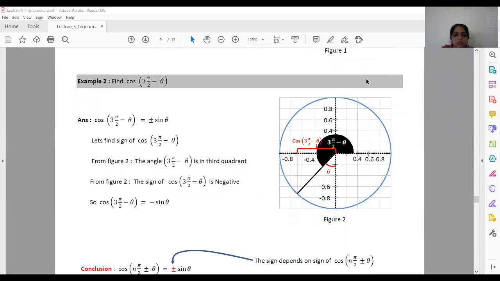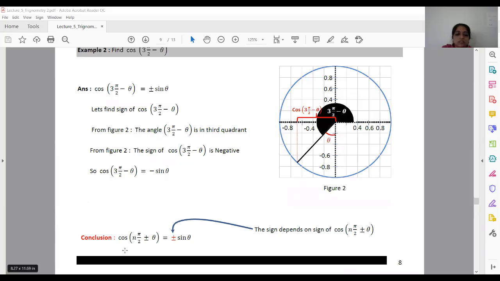So the conclusion is, cos of n pi by 2 plus or minus theta will convert into sine theta, but whether the sign is plus or minus depends on the sign of cos of n pi by 2 plus or minus theta.